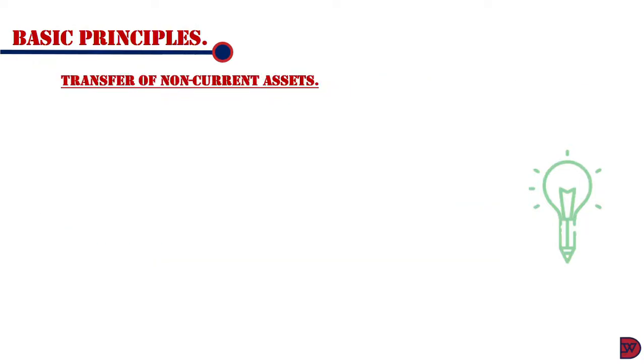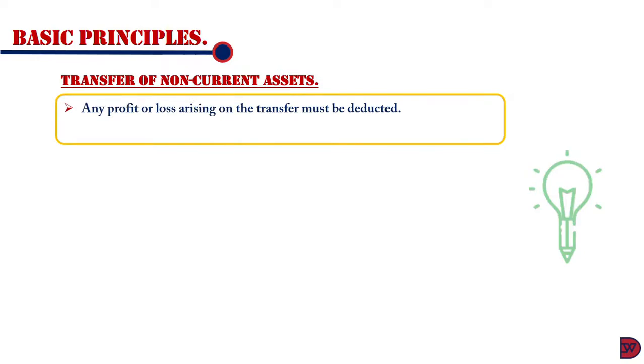The next principle we'll talk about is transfer of non-current assets. When an asset of a non-current nature is transferred within the group, any profit or loss arising on the transfer must be deducted. Secondly, the depreciation must be adjusted to reflect the cost of the asset to the group. This is important because the buyer, who is the new owner, will be calculating the annual depreciation charge on the selling price, which is higher than the cost that the parent has.